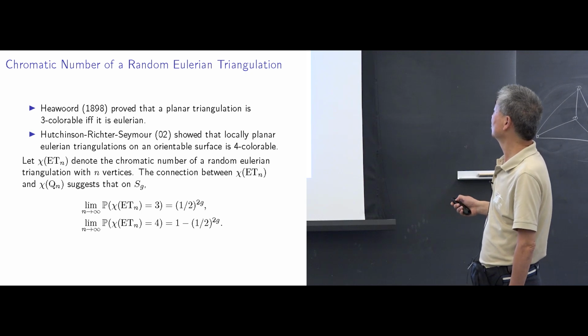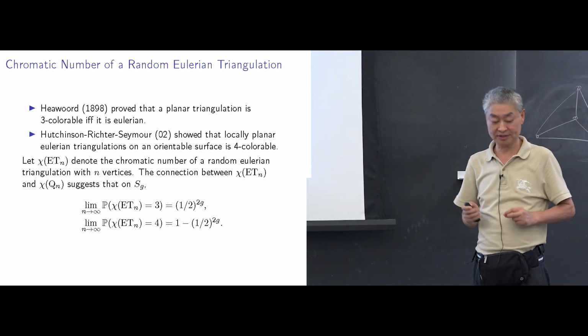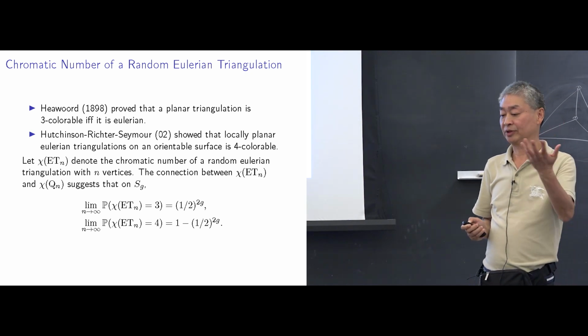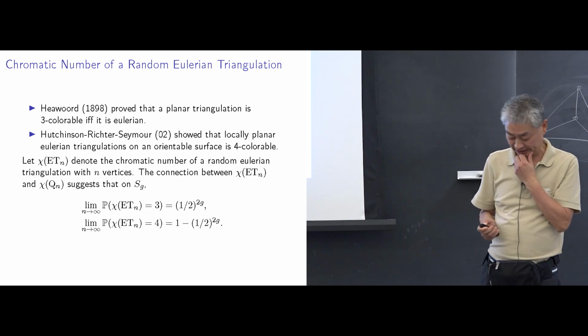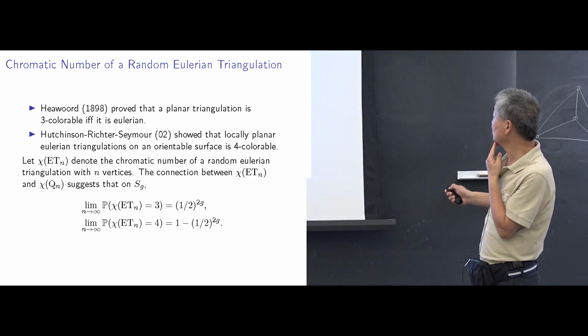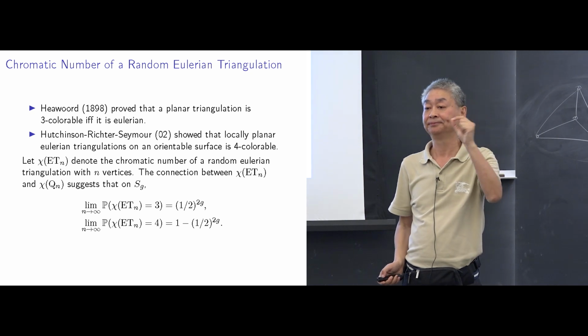about so-called Eulerian triangulation. Okay, so we know what a triangulation is. Every face is bounded by a triangle. And in general, locally planar triangulation requires 5 colors. But what about Eulerian triangulation? It means that every vertex has even degree.